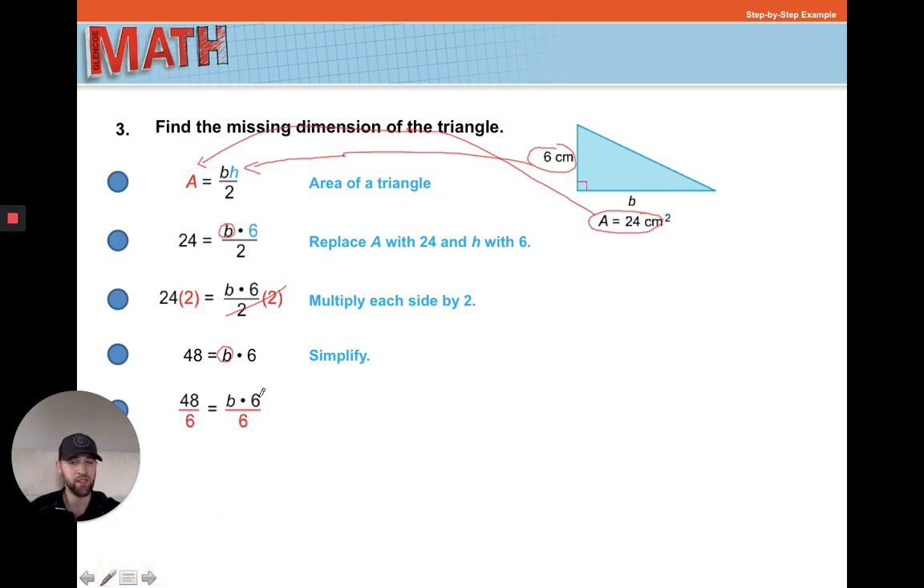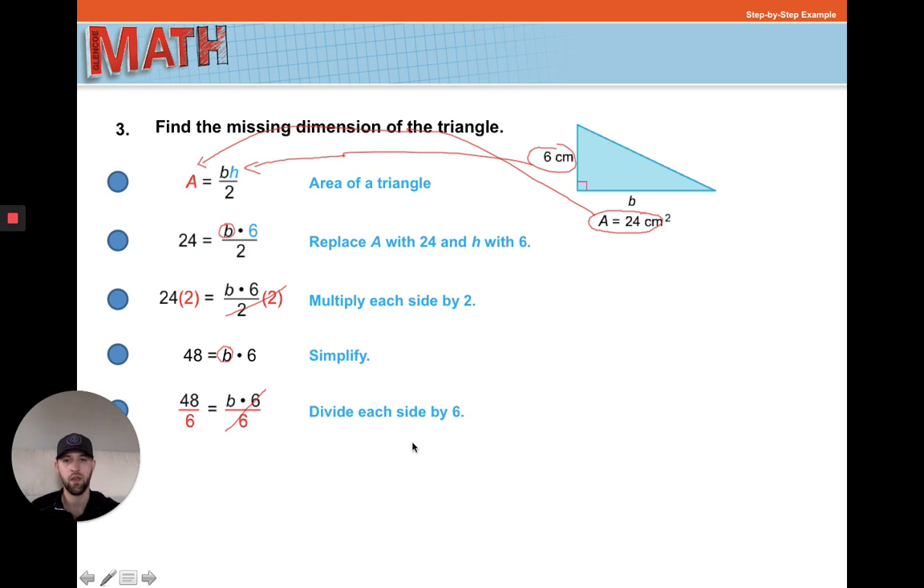When you divide by 6 on both sides, remember these 6's will cancel each other out. 6 divided by 6 is just 1. And 1b and just b are the exact same thing. Whatever you do to one side, please do to the next. 48 divided by 6 on that left side.